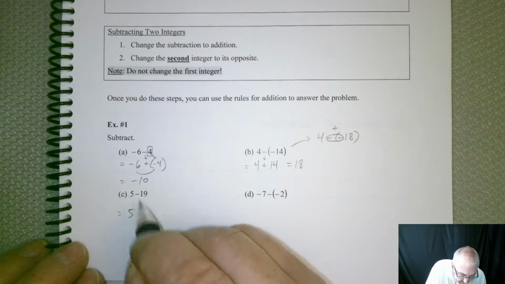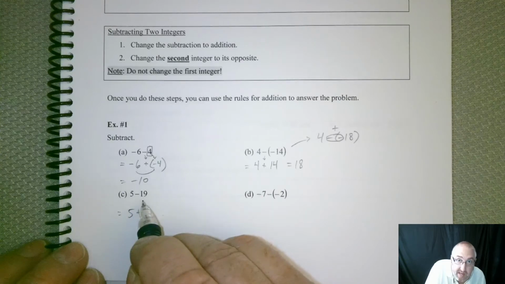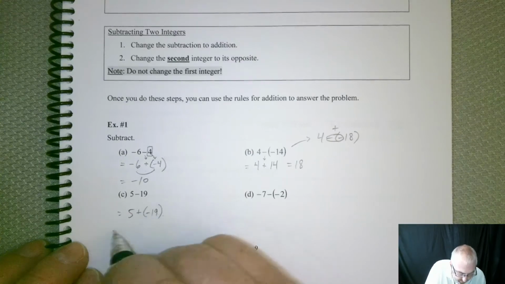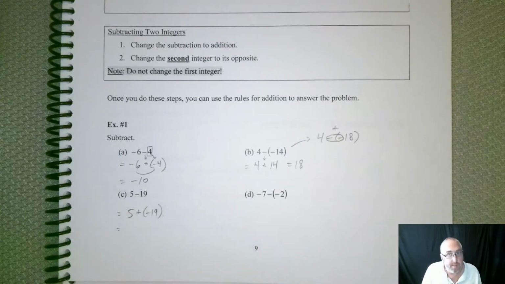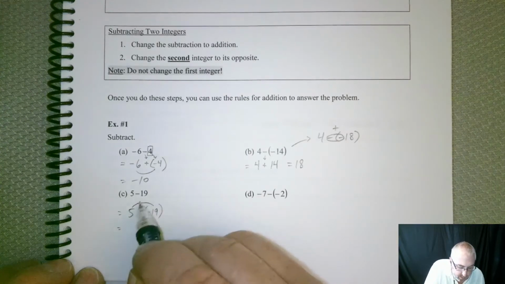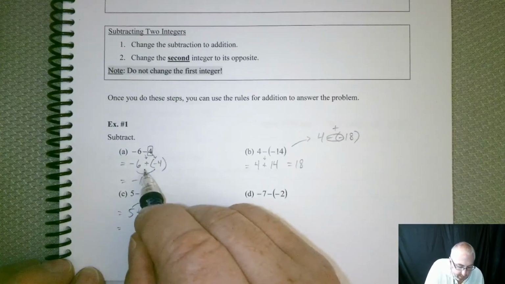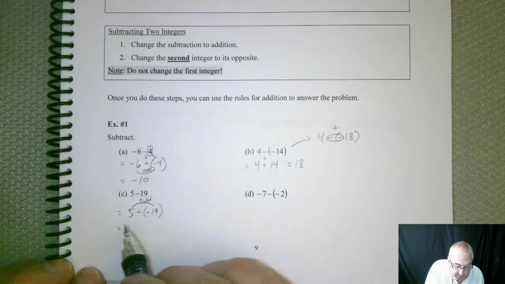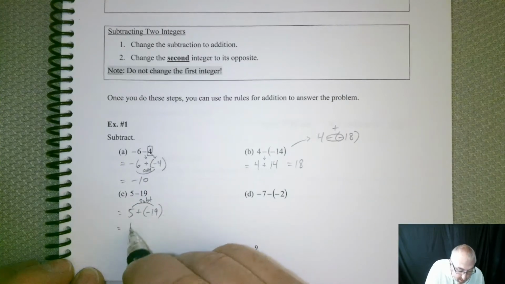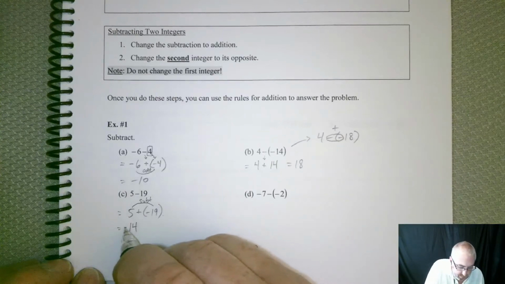So we have 5, and again, now we got a subtraction, which changes to a plus. Now the 19 is going to have to change to its opposite, which is negative. And so now, what do we do with these ones? The rules for addition when we're adding two numbers with different signs says we got to subtract. So here we had to add. So now if we subtract those two, 19 minus 5 is 14. And is it positive or negative? You better be screaming negative.